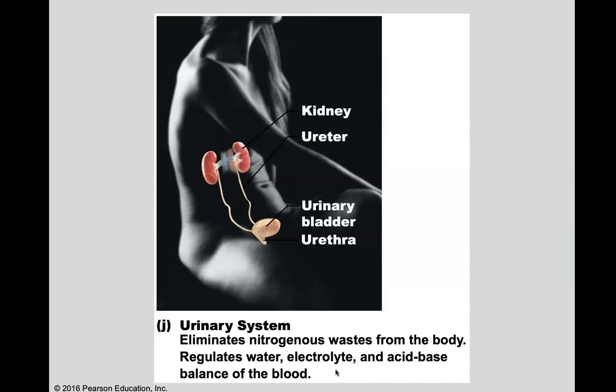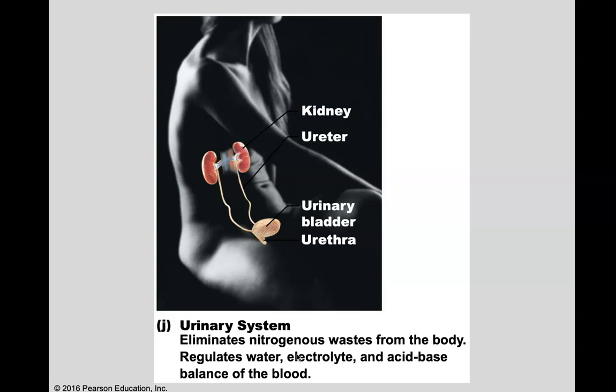And then the urinary system is going to eliminate all of our nitrogenous waste, which happens because of the metabolic processes that break down proteins. When we go through this metabolic process of breaking down proteins, we produce nitrogenous waste, and again, that would become toxic in our bodies if it was allowed to build up. So we eliminate that through the urinary system. But the urinary system also helps to regulate our water balance.